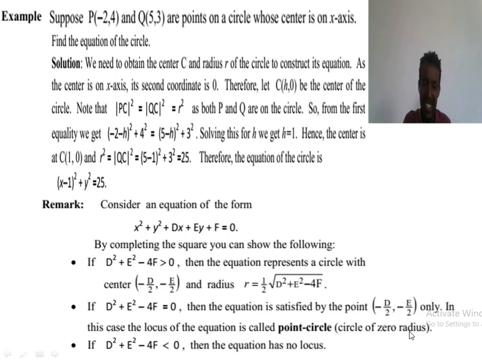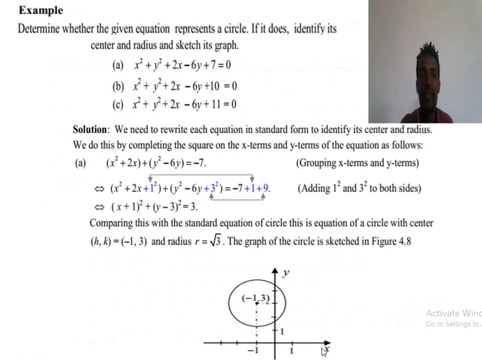ራዲየሱ 0 ይሆናል ማለት ነው. That thing is if d square plus e square minus 4f is less than 0, then the equation has no locus. ማለት ኢኩዌሽናችን locus የለውም ማለት ነው. ለምሳሌ determine whether the given equations represent a circle, if it does identify its center and radius and sketch its graph: a, x square plus y square plus 2x minus 6y plus 7 is equals to 0.